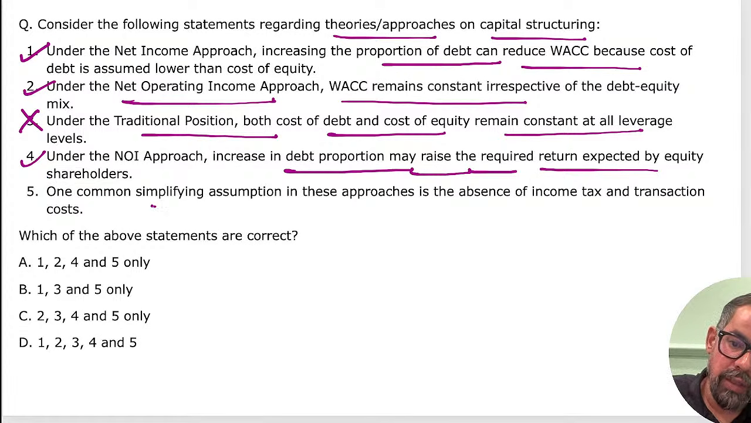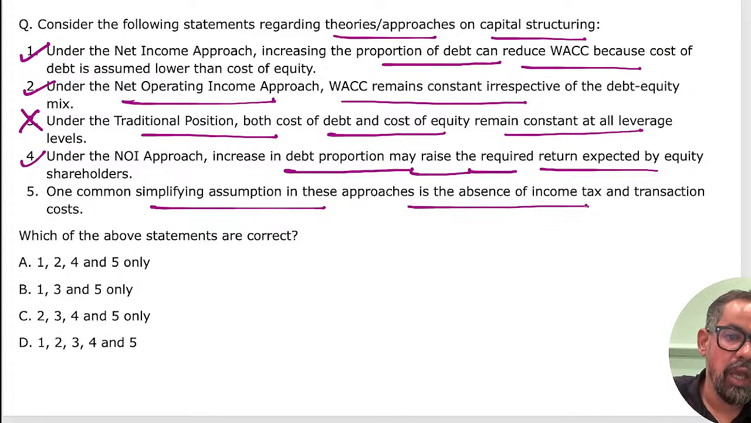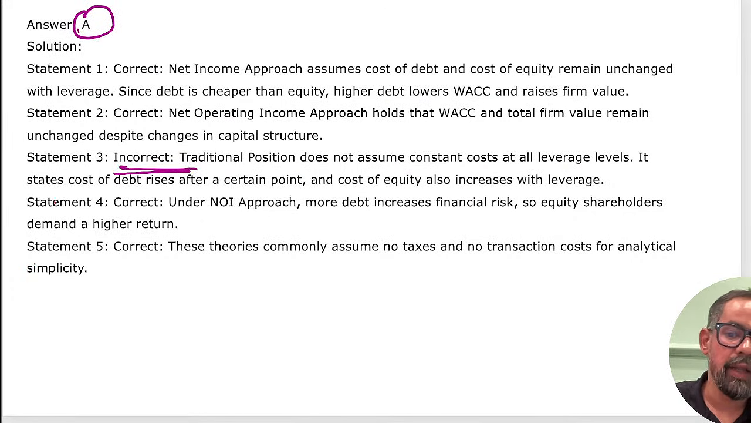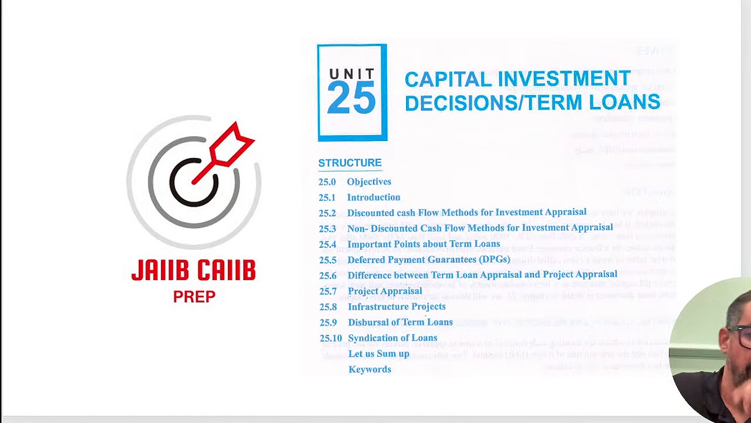One common simplifying assumption in these approaches is the absence of income tax and transaction cost. That is also true. So statements 1, 2, 4, 5 mean option A will be the right answer for this particular one. A must be the right answer. Correct guys? So this is the statement which was wrong, rest all fine.